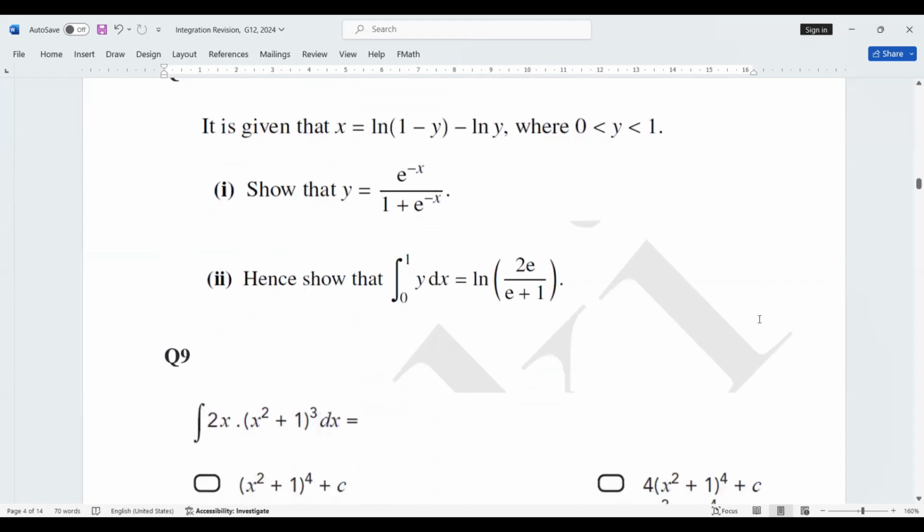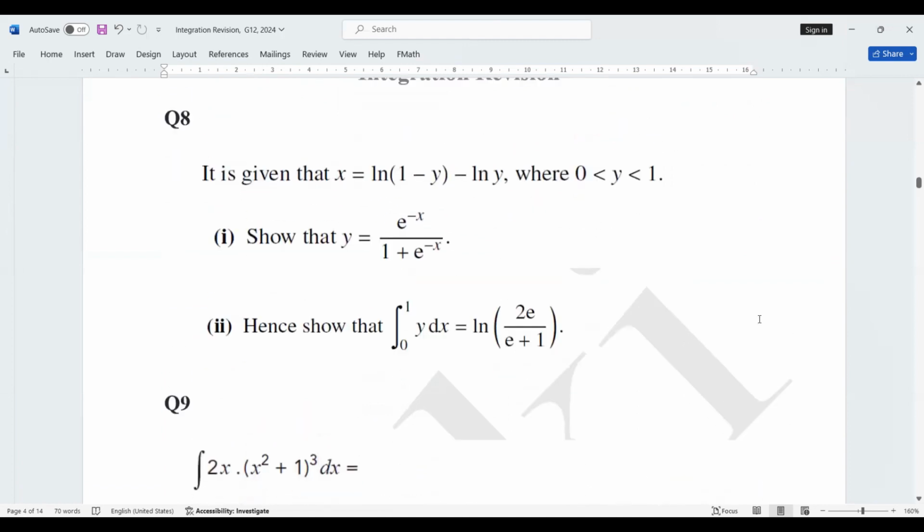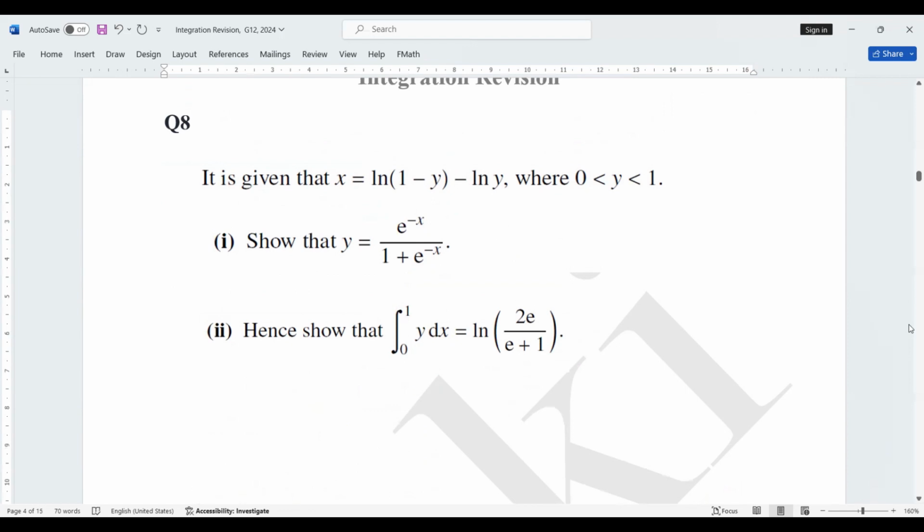Given that, show that it depends on the ln. So I will do this because maybe it's a little hard and it depends on the ln. So I will solve this for you. Given that x equals ln 1 minus y minus ln y, show that y equal.